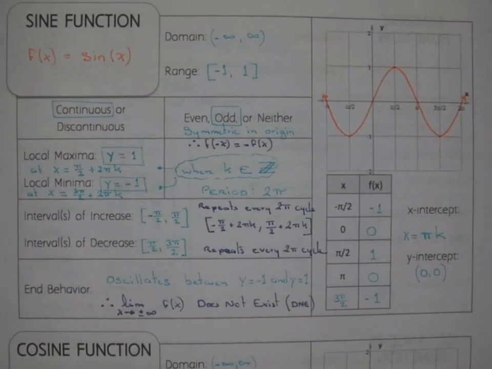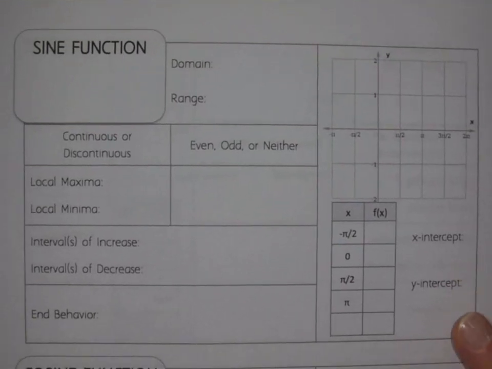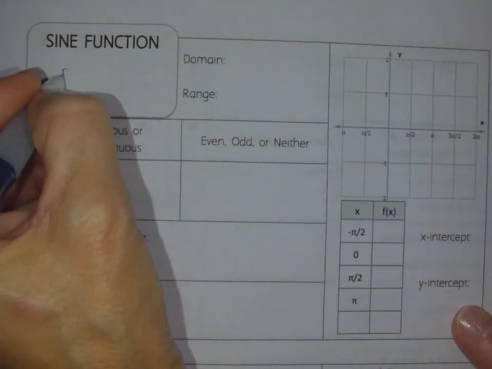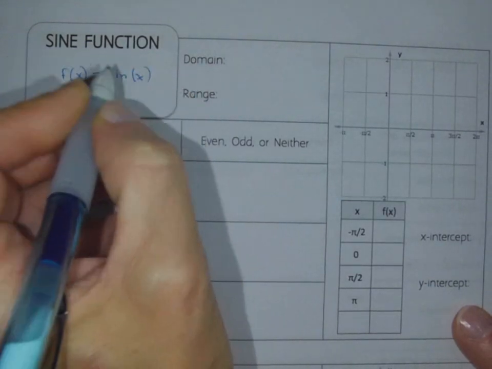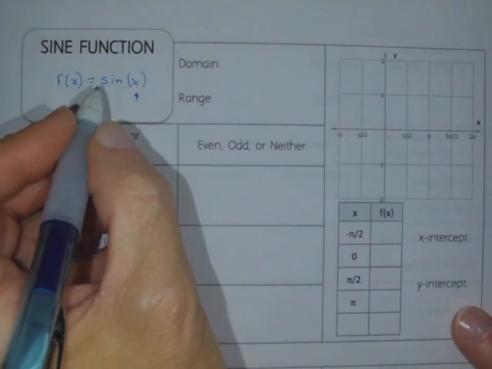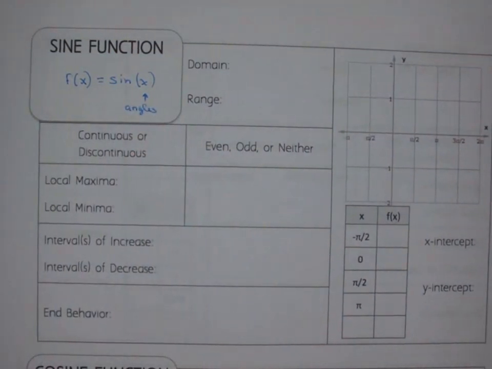In class today, but I'm just going to go over it very quickly again. So the sine function will be f of x is equal to the sine of x. And remember, I told you that the inputs for trig functions are angles, right? They're either going to be in degrees or in radians with a pi in it, like 2 pi, pi over 2, etc. But those are angles that we input.